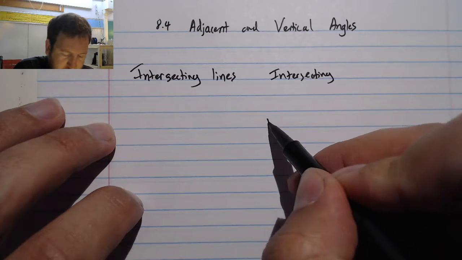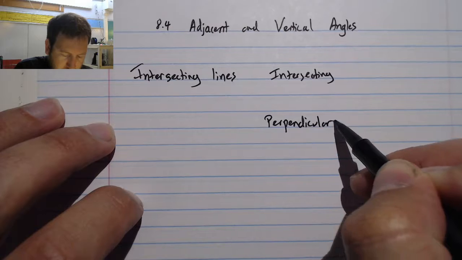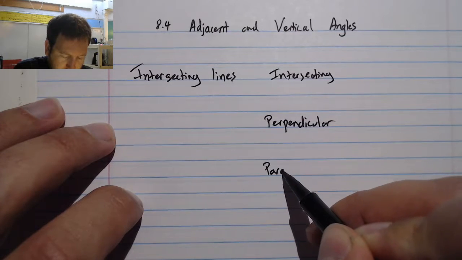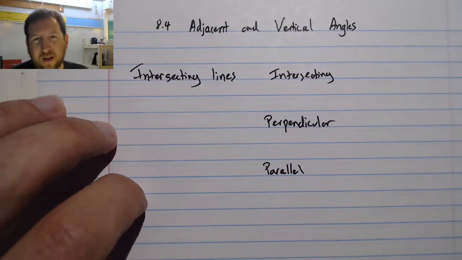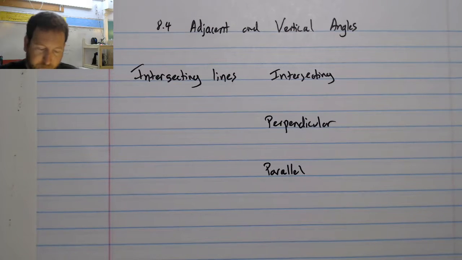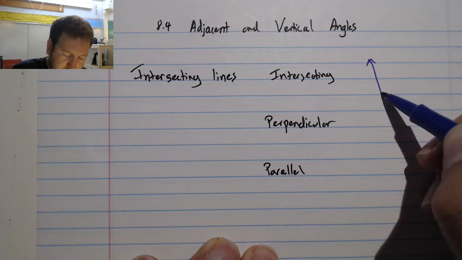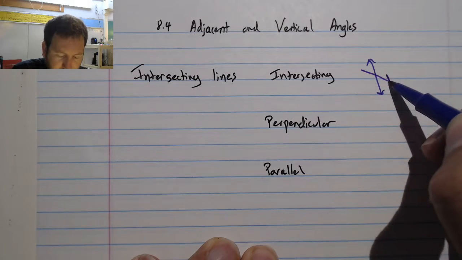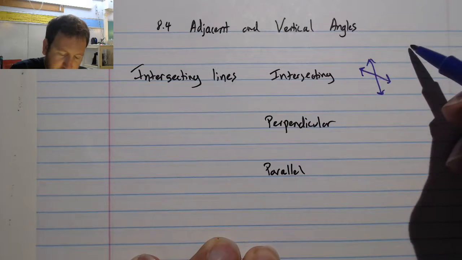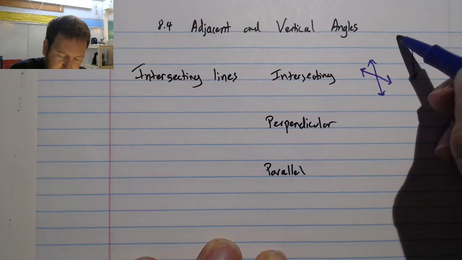They can be perpendicular, or they can be parallel. Well, parallel isn't really intersecting, but it's still important and fits in with this situation. Intersecting lines will look like this if I have two lines. And pretty much any possible direction that they can intersect, we just refer to them as intersecting.